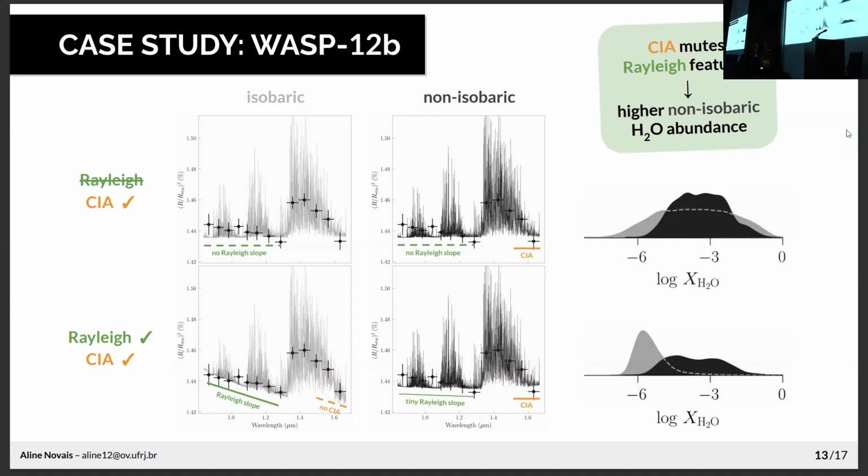So we have a Rayleigh slope on the left side of the spectrum, close to the optical range. And in this data, this is very important because WASP-12b was the only planet in our sample which has a little bit more data on the optical side. So Rayleigh is very important in this case. And you can see when we include Rayleigh, the CIA, which is also there, is going to mute the Rayleigh features when we go to the non-isobaric case. I mean the pressure case, where CIA is actually working. So the water abundance there on the far right is going to vary a lot. So it's going to become higher.